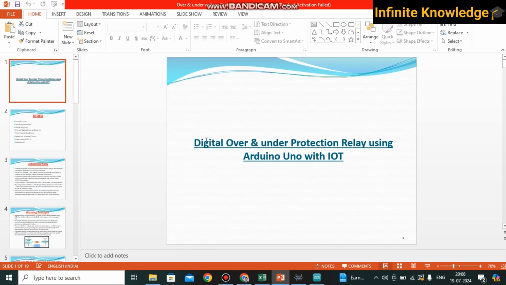Another great project that will be helpful for your final year BTech project or your final year diploma project as well. So what is it? It is a digital over voltage and under voltage protection using Arduino UNO, and it is IoT based.